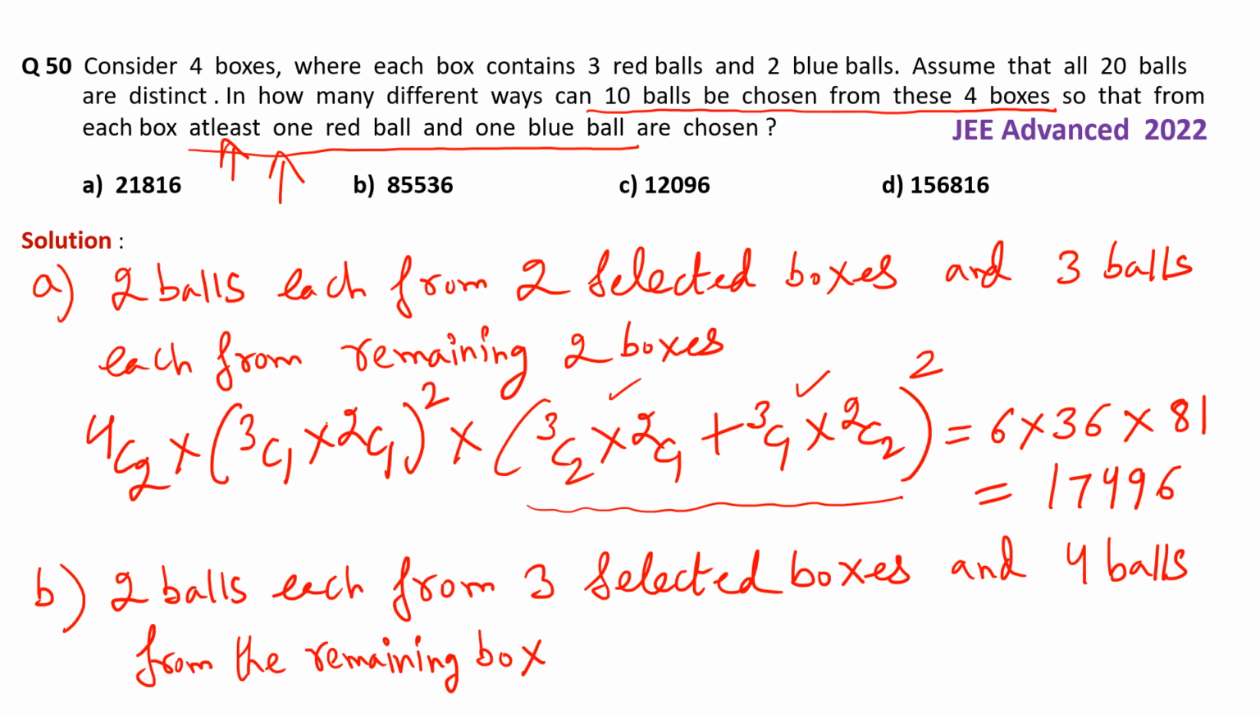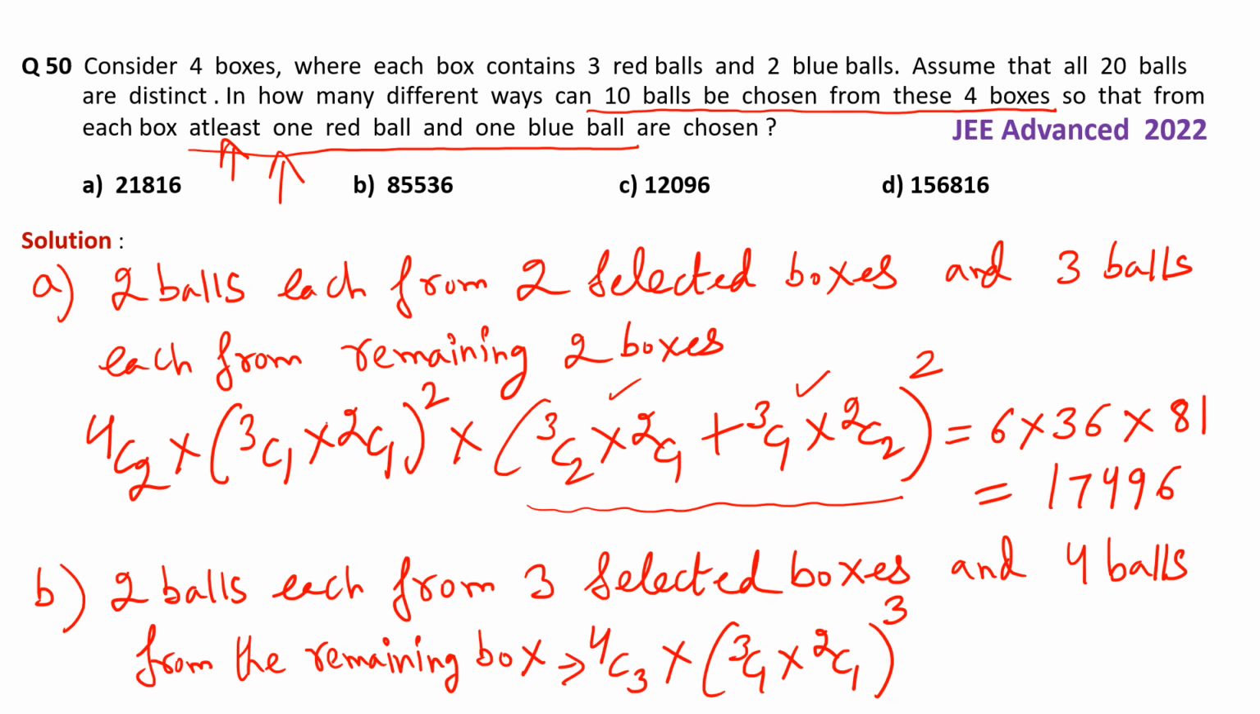Now students, we discuss the second case. In the second case, we have to select 3 boxes out of the 4 boxes, and this can be done in 4C3 ways. From each of these 3 selected boxes, we have to draw 2 balls. This can be done again in 3C1 into 2C1 ways for one single box, and we have 3 such boxes. So it will become the whole cube of this value, because it is 3C1 into 2C1 for the first box, again for the second box, and so on for the third box as well.